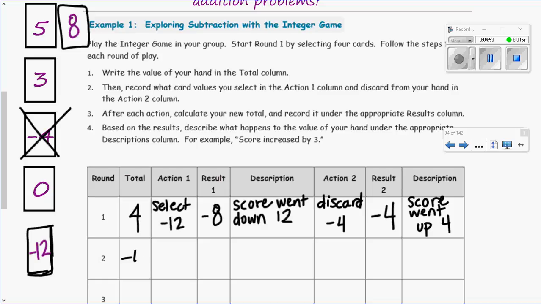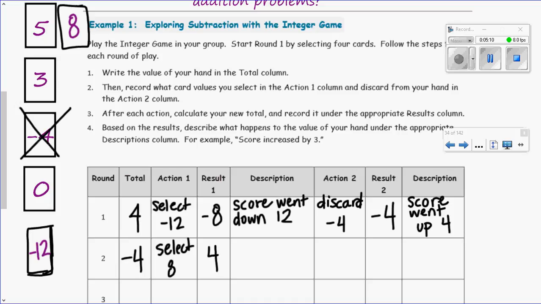This is kind of a continuing on. It was -4. We selected an 8, so write select 8. Now figure out what the score is. Pause it if you want to. Figure out what the score is. And if you already did that, then your score is now positive 4.